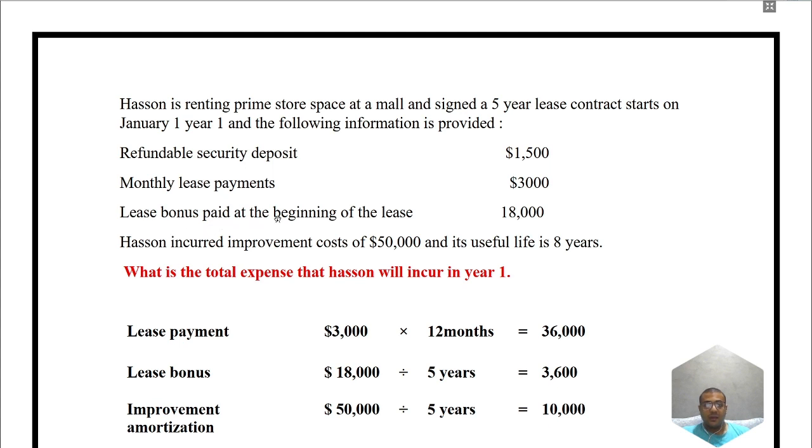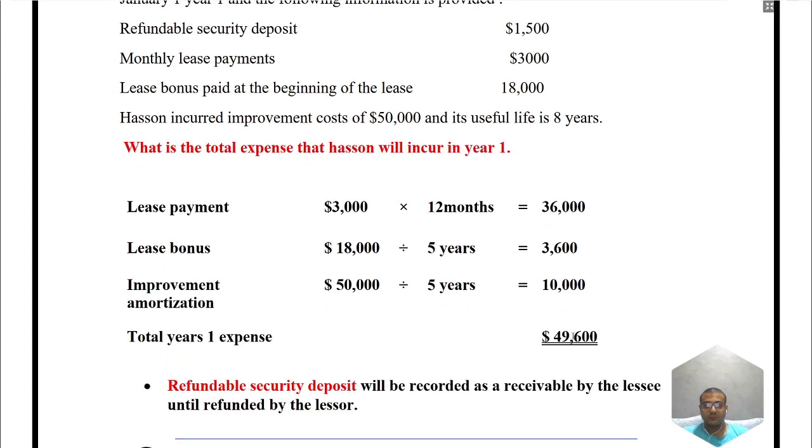Lease bonus paid at the beginning of the lease. We said that the lease bonus is going to amortize over the life of the lease. So I'm going to take the $18,000 divided by the life of the lease. He told you that's a 5 year lease contract, so the life of the lease is 5. So the lease bonus, $18,000 divided by 5 years, will give you $3,600. This is the second expense.